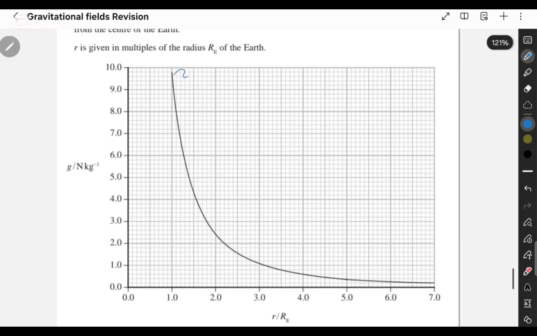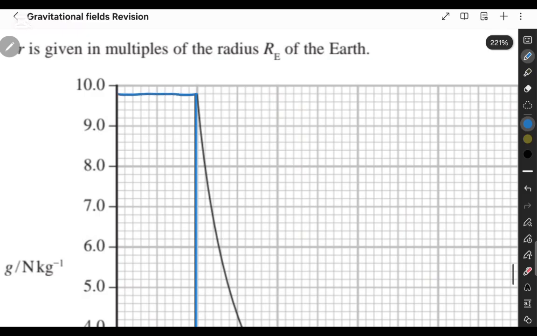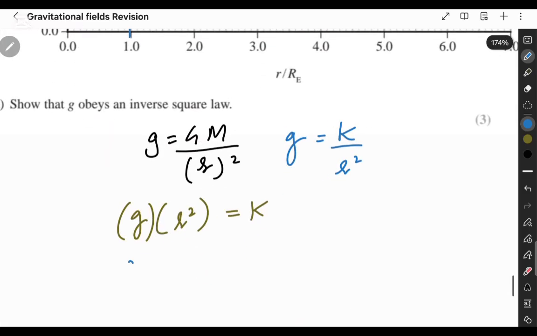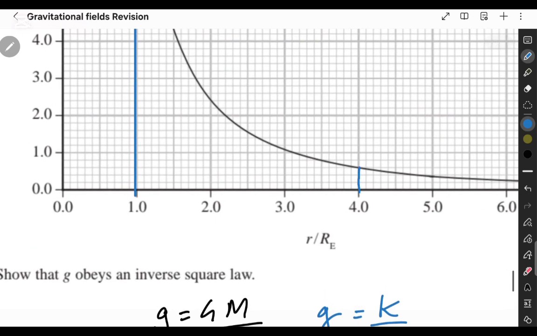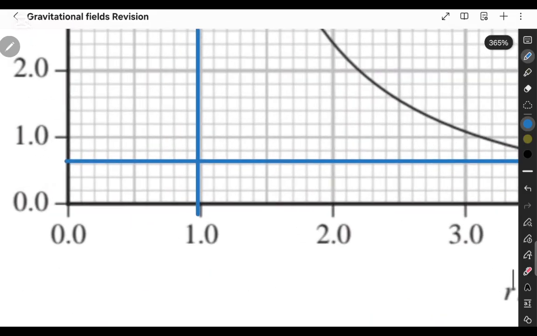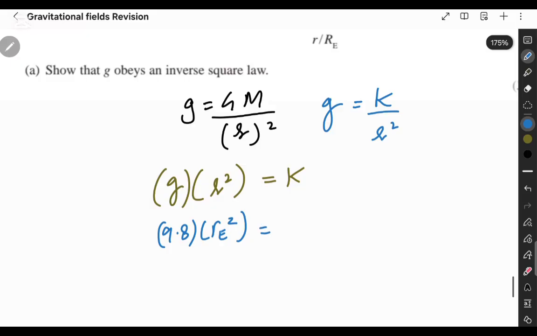Let's pick this one right over here, which is 1 RE, and that's going to be 9.8. This is the value 9.8. So I'm going to pick 9.8 times RE squared. Then let's pick another value from here. Let's pick 4 here, and then let's take this right over here, and we should get 0.6. So that's going to be equal to k.